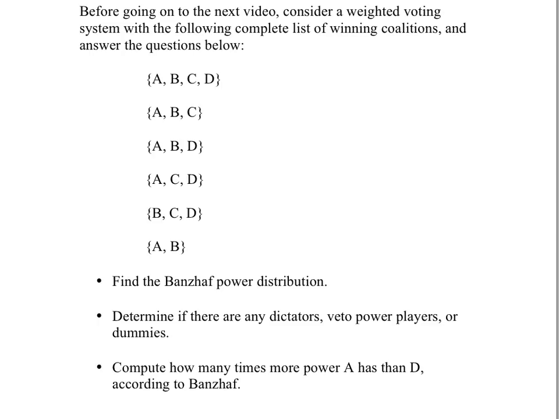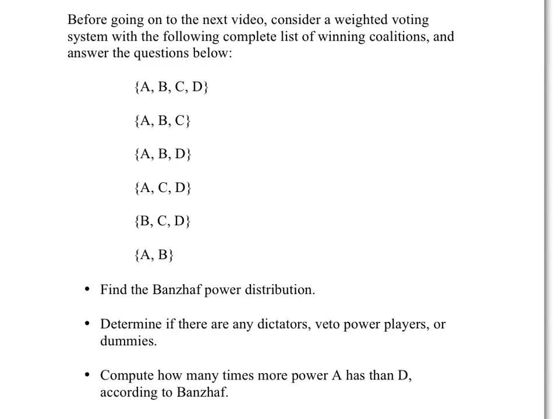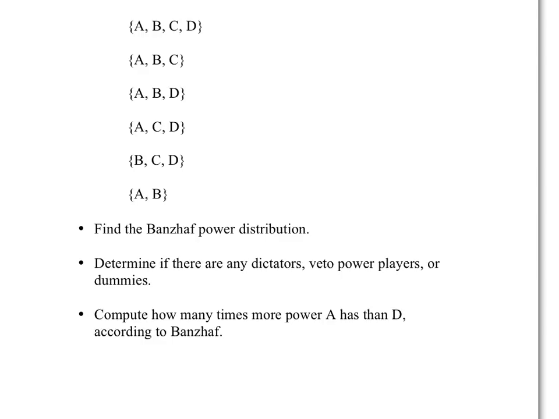Before going on to the next video, consider a weighted voting system with the following complete list of winning coalitions, and answer the questions below. So here are the winning coalitions, and the questions are: find the Banzhaf power distribution, determine if there are any dictators, veto power players, or dummies. So these two are just like what we did in the previous couple of slides. And finally, compute how many times more power A has than D. How much more real power A has than D, according to Banzhaf. That's a slightly new question, but think about how you would answer it.